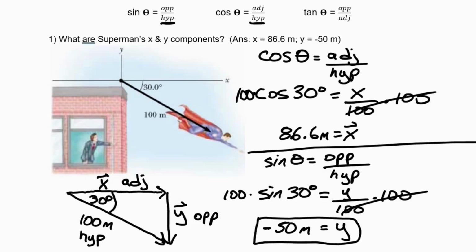Okay, another thing that I was thinking about: you could try to use our 86.6 as our adjacent and try to find our opposite using tangent. That might be interesting for you to try out on your own and see what you get. You should be able to get the exact same answer if done correctly.